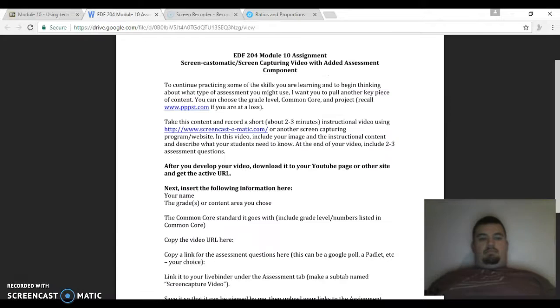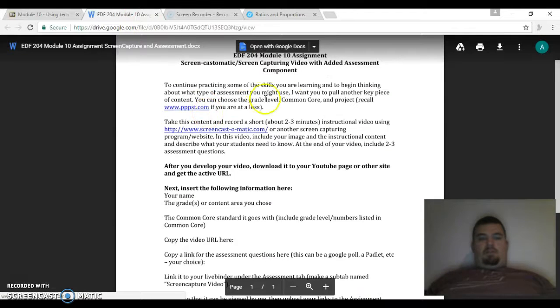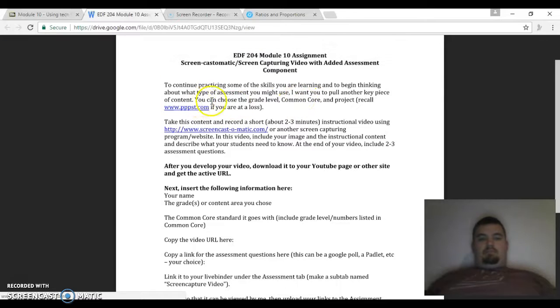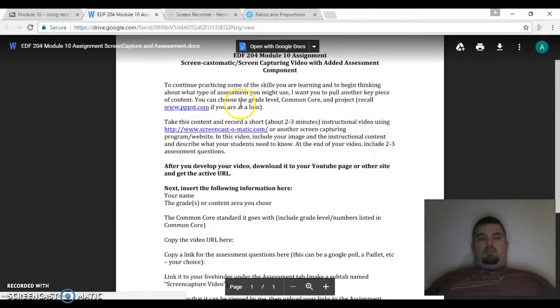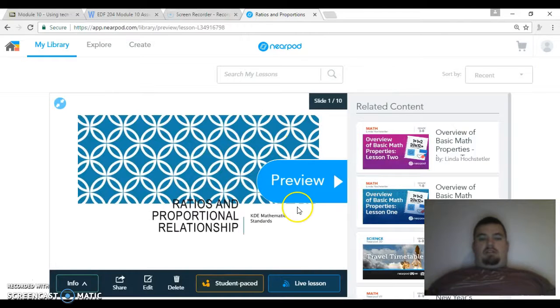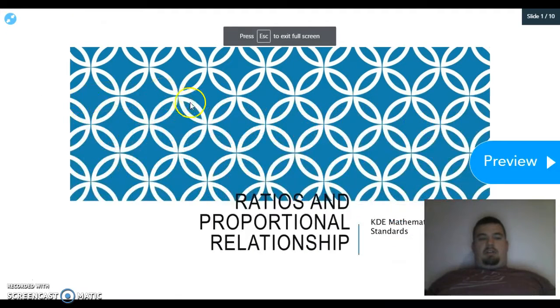And I know that we have to pull another key piece of content. You can use grade level, Common Core, and project. So basically I wanted to use this. I'm going to go through this slide right quick.